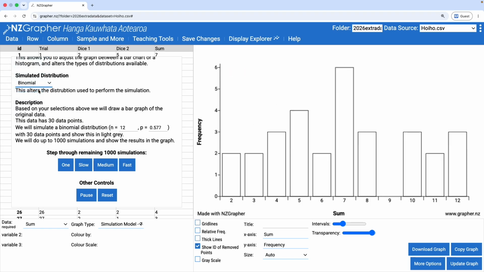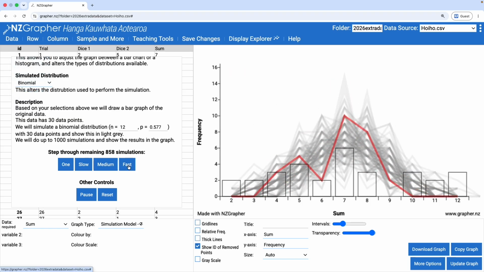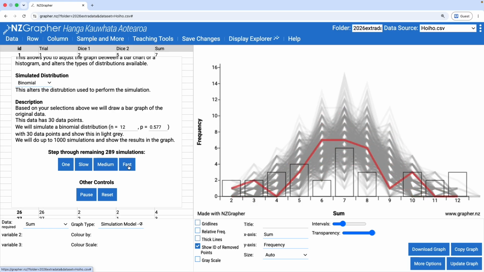Maybe it was a binomial. So let's run our binomial distribution. And looking at this, I think the binomial distribution is probably a little bit less likely than the Poisson, because down this end, this is never getting up to 2, and this one was never getting up to 3.